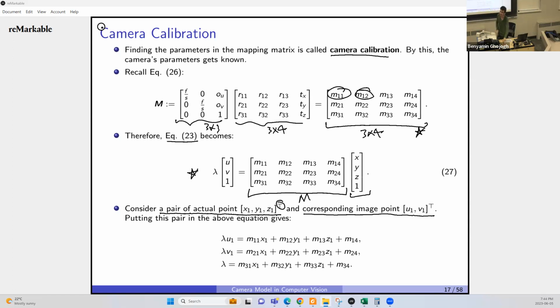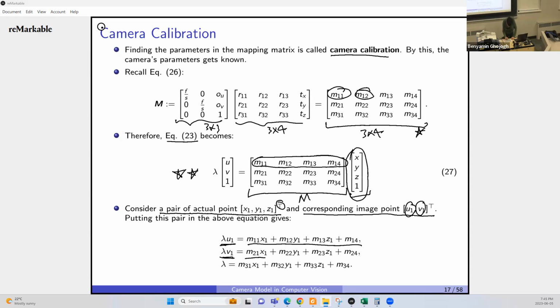I also in the 3D can measure. I can consider some origin in the 3D space, and calculate x, y, z. So I know x, y, z in the 3D space. I also know u and v for the corresponding point in the image. So I can have some pairs. Although it may be hard to do it for a lot of points, at least for a few points you can do that. Okay. Putting the pair in the above equations, what does it do? Let's simplify equation 27. Lambda u1, for u1 v1, will have these times this, right?